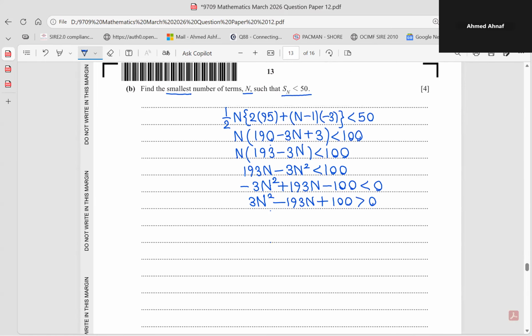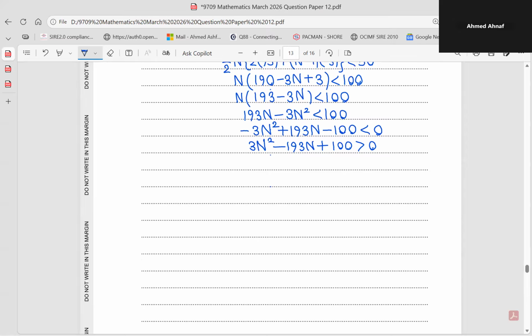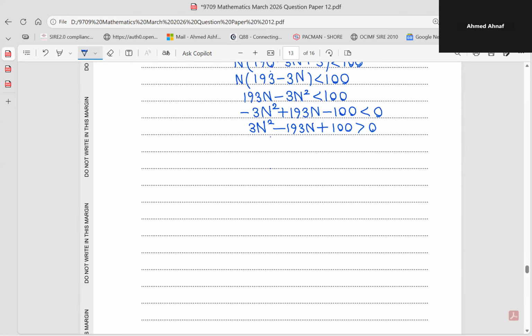Okay? All right, so now let's try factorizing it. 3n squared minus 193n plus 100. Well, unfortunately, it doesn't factorize nicely, so we're going to have to solve it manually. I'm just going to equate it to 0.